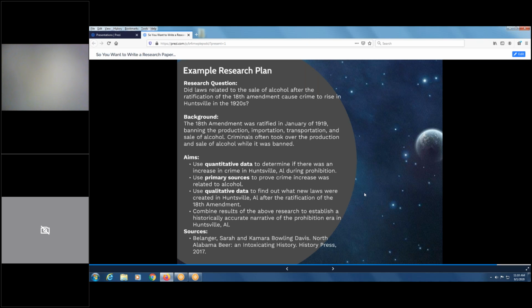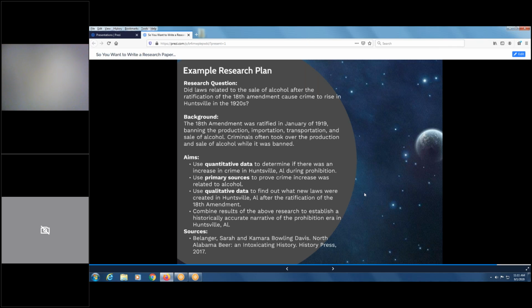My next goal is to use qualitative data to find out what new laws were created in Huntsville, Alabama after the ratification of the 18th Amendment. So looking at those laws, of course, that's qualitative data. But what kind of prohibition laws were created? And then lastly, I want to combine the results of the above research to establish a historically accurate narrative of the Prohibition era in Huntsville, Alabama.